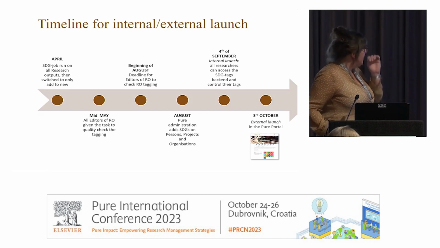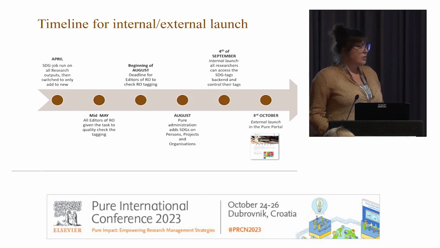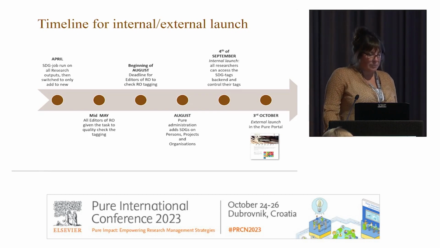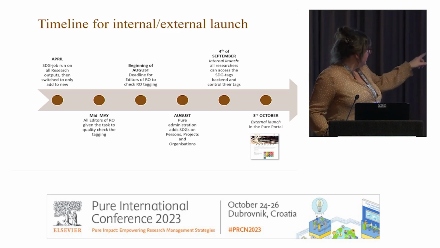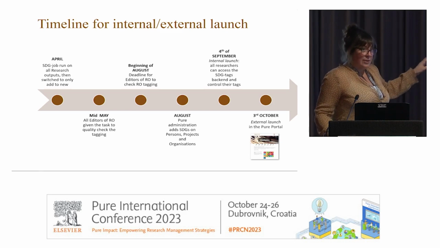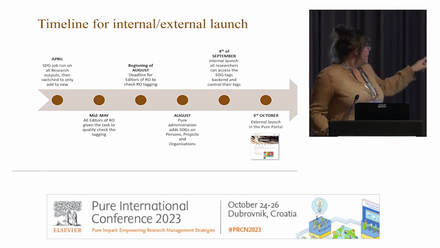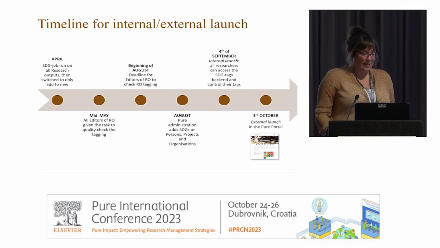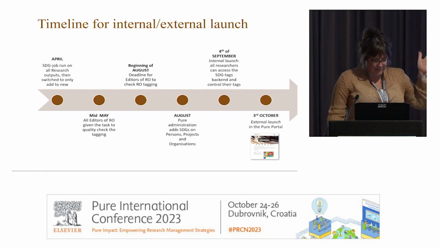The timeline for this: we had an internal and an external launch. So we started in April by running the SDG job on all research output, and then switched it to only new. And in mid-May, we gave all our editors of research output the task to do a quality check within their own faculties. It wasn't supposed to be that long of a gap, but we were lacking two hands, really literally, in that period, because I broke both my hands, so the other ones had to work a little bit harder. But I came back, and they are working.